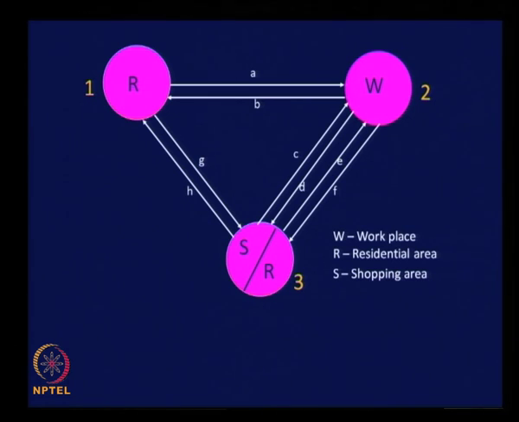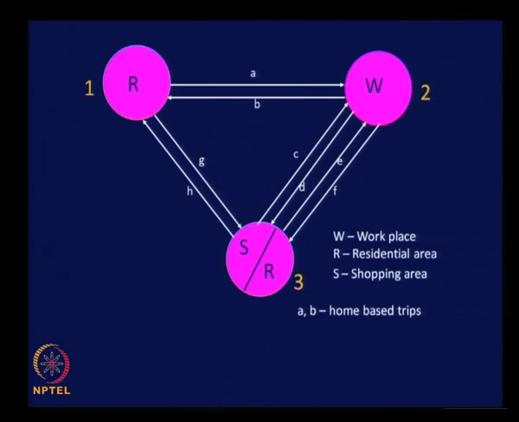Now, let us try to give some nomenclature for the following trips, starting from A and B. Shall we say A and B are home based trips? Why A and B are home based trips? You can see A is emanating from R leading towards W, whereas B is originating at W and destined to R. We call both these trips as home based trips, right.